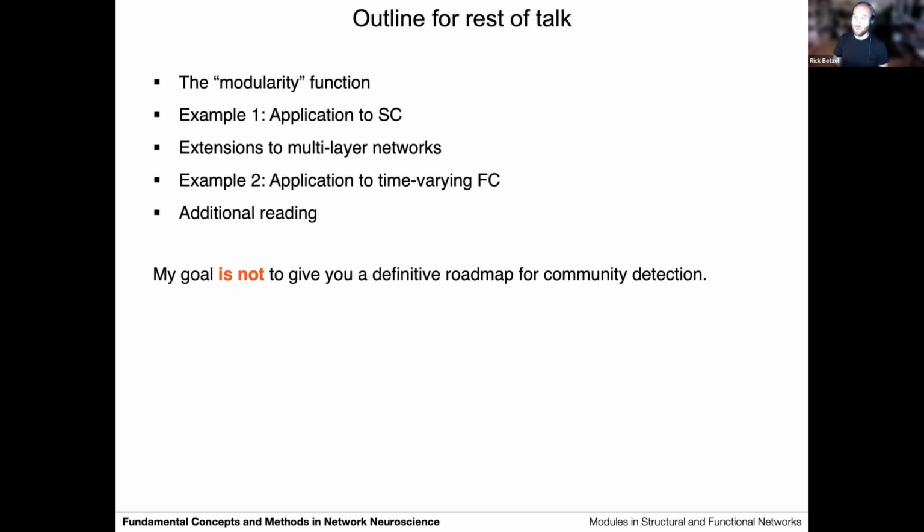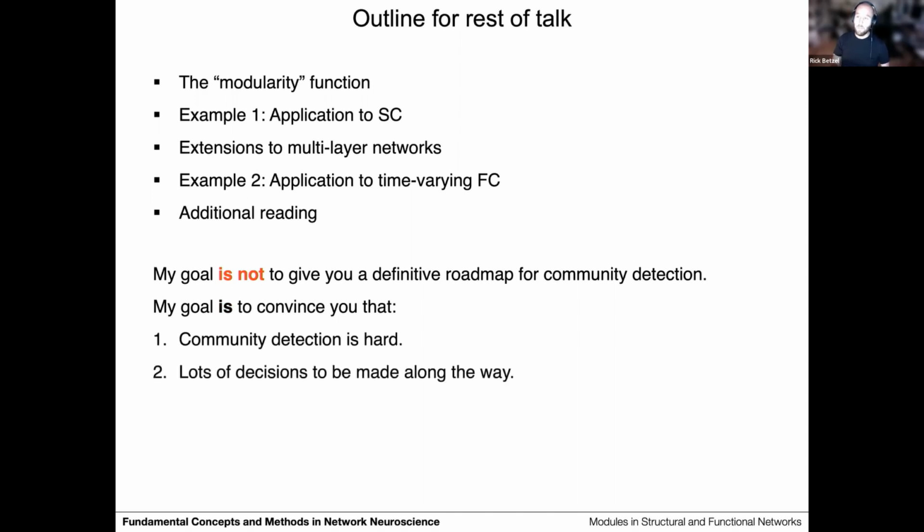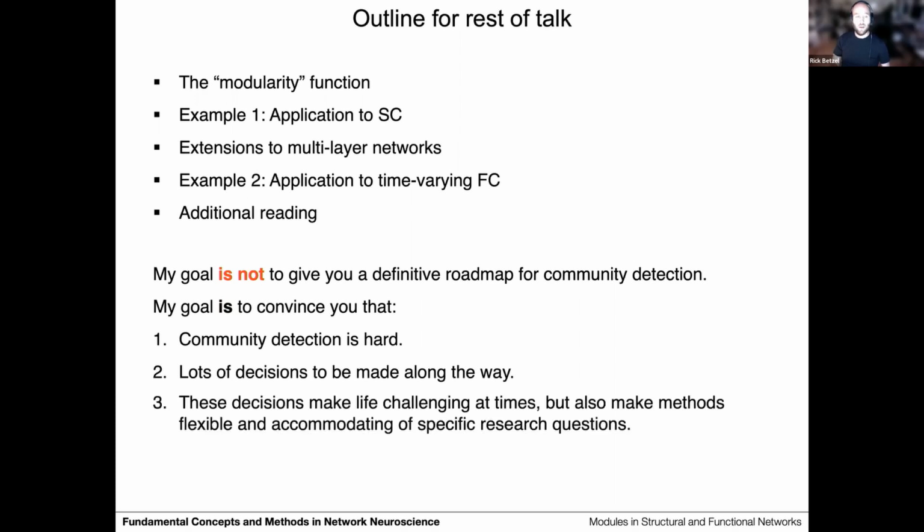There's lots of ways of doing it. It's more of an art in some sense than a rigidly defined right or wrong path. Rather, my goal is to convince you that, one, community detection is a challenging and difficult process. As a user, you must make lots of decisions along the way. While these decisions can feel paralyzing at times and make the process of community detection challenging, it also allows the methods to be flexible and capable of accommodating many different research questions.